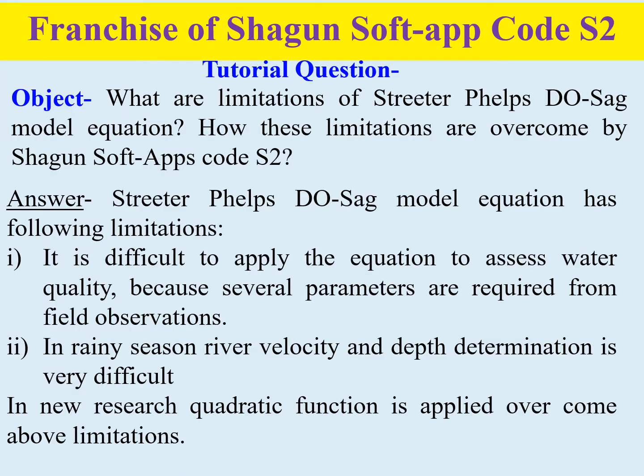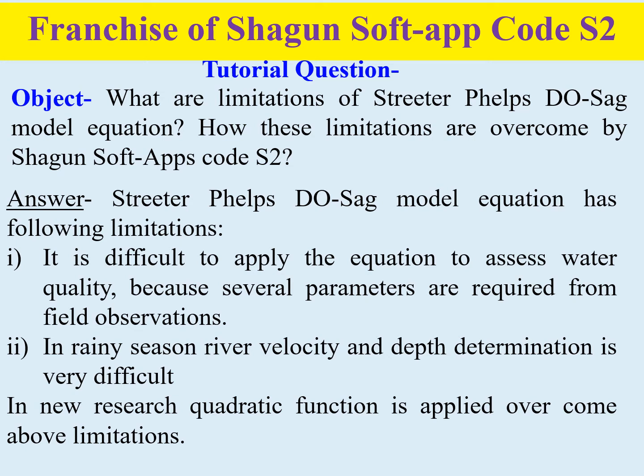Tutorial question: what are the limitations of Streeter-Phelps DO-SAG model equation? How are these limitations overcome by Shagun Soft Apps code S2? Answer: Streeter-Phelps DO-SAG model equation has the following limitations. Number 1. It is difficult to apply the equation to assess water quality because several parameters are required from field observations. Number 2. In rainy season, river velocity and depth determination is very difficult.